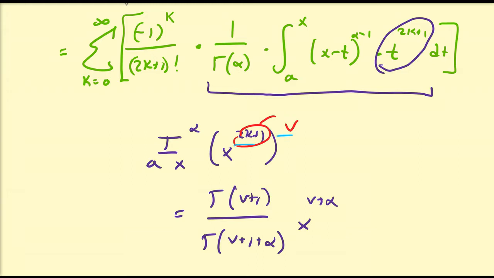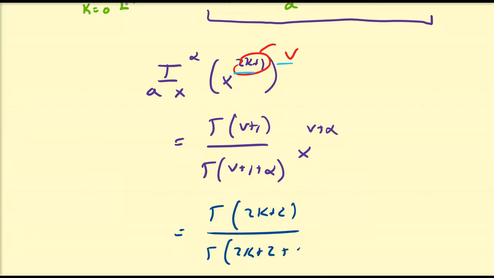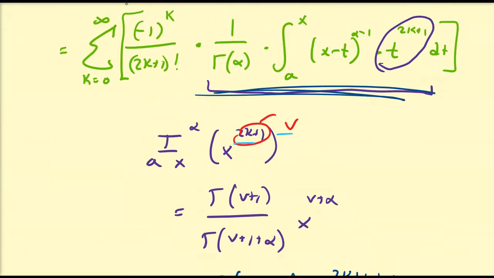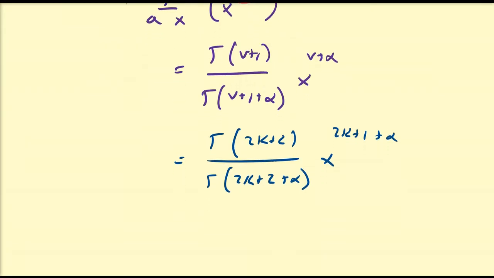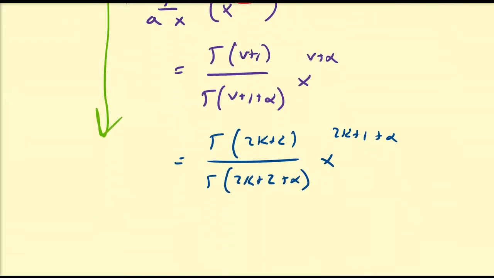So we're replacing 2k plus 1 with nu, so this is just going to be equal to gamma of 2k plus 2 divided by gamma of 2k plus 2 plus alpha times x to the 2k plus 1 plus alpha, right? So this expression is equal to that. So let's just replace that in this expression. So let's bring this sum down.